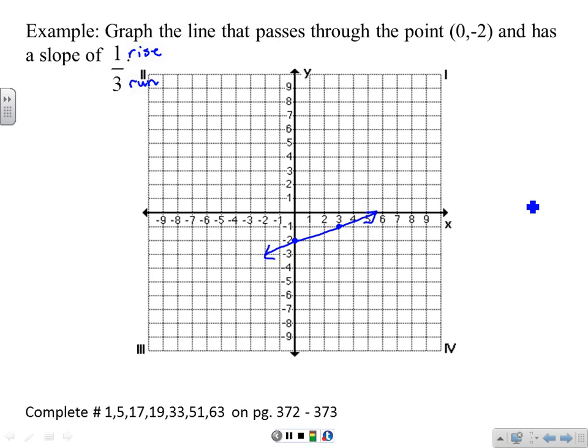Alright, so that is distance and slope. So what I would like you to do is complete these problems on page 372 and 373 and bring them into class if you have any questions.